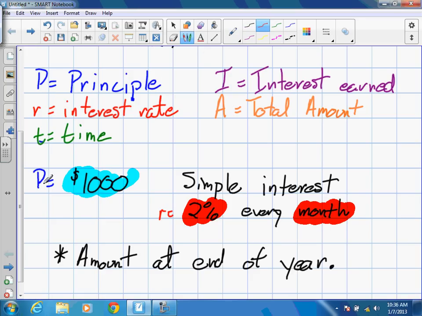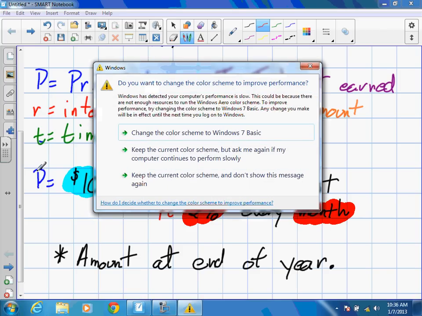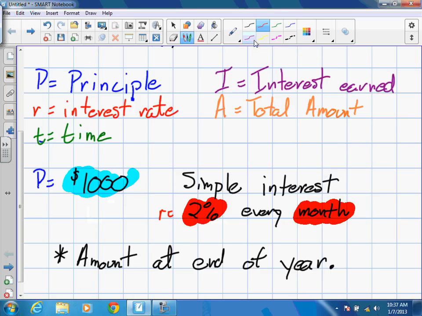Time. What is time? 1 year. But we're compounding it every month. So how many periods pass? That's what's very important with time. 12 periods pass. Time frames are all relative. If we were compounding the interest every year, only 1 period would pass. But because we're doing it every month, it's going to be 12. So in this case, our T is going to be 12 periods, or in other words, 12 months.